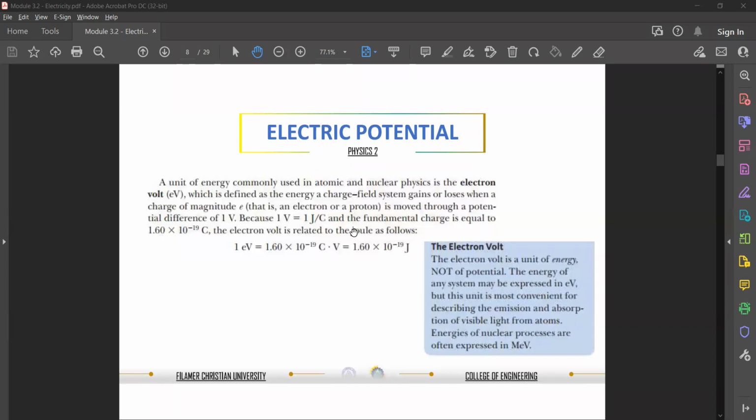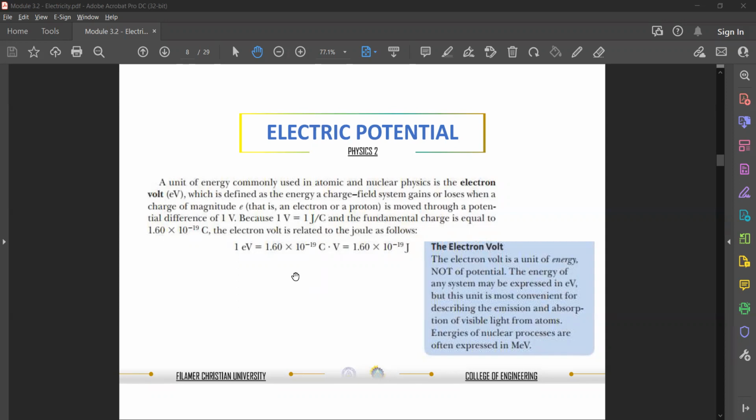So another example. A unit of energy commonly used in atomic and nuclear physics is the electron volt, or eV, which is defined as the energy a charge field system either gains or loses when a charge of magnitude e, so that is an electron or a proton, is moved through a potential difference of 1 volt. That is because 1 volt is equal to 1 joule per coulomb, and the fundamental charge is equal to 1.6 times 10 raised to -19 coulomb.